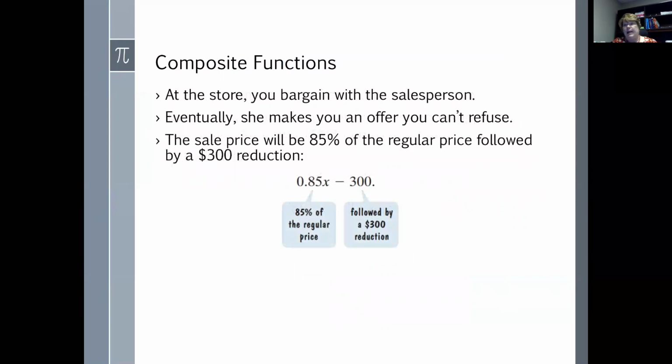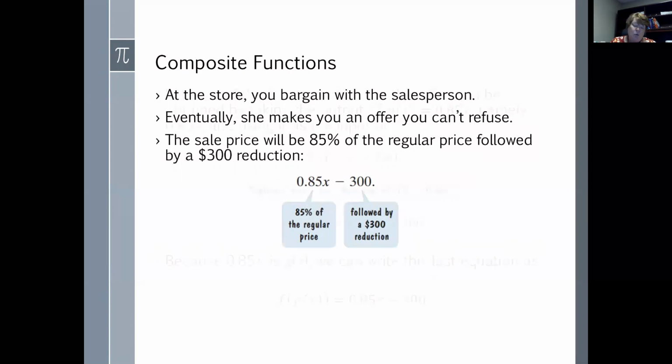Okay, so let's say you're a savvy bargainer and you bargain with the salesperson, and she finally gives you an offer that you can't refuse. She says she's going to give you both sales. So she's going to give you 85% of the regular price, and she's going to reduce that cost by $300. So she takes the price of the computer, you get 85% of that price, and then you subtract off $300. This sounds like a bargain to me.